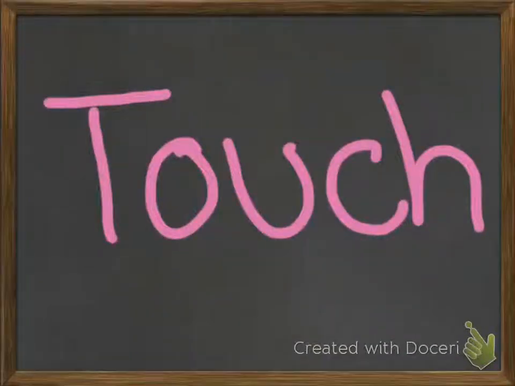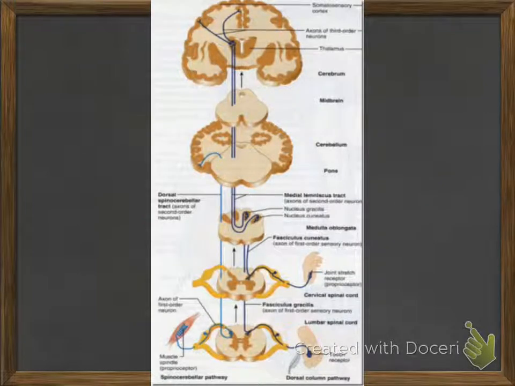Following: touch. Stimulation of a touch receptor opens sodium channels in the axon and starts an action potential. Touch receptors enter the spinal cord via the dermatomes and dorsal roots, then ascend in the dorsal part of the spinal cord to the dorsal column nuclei.